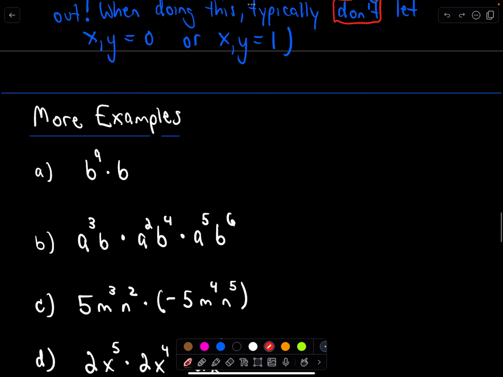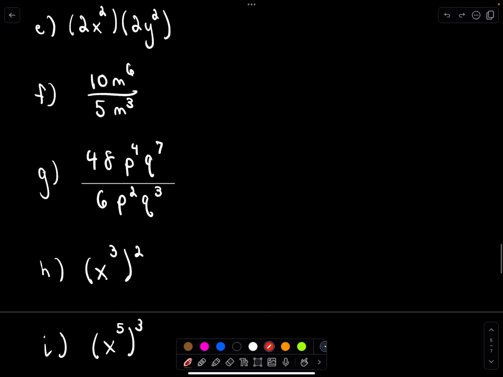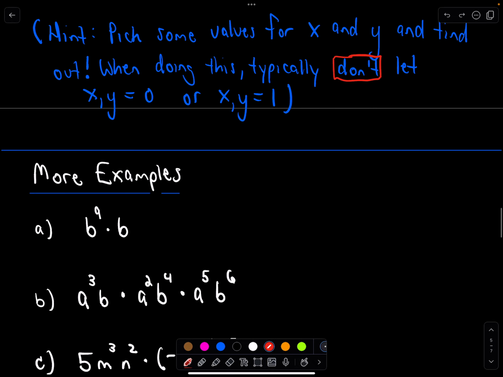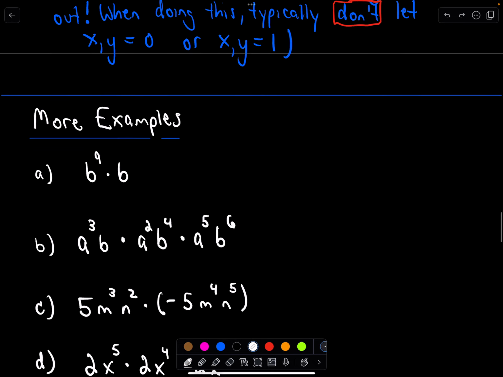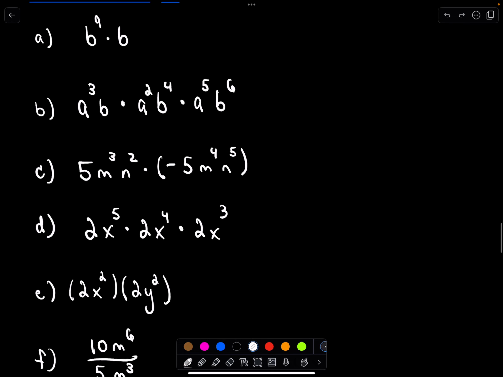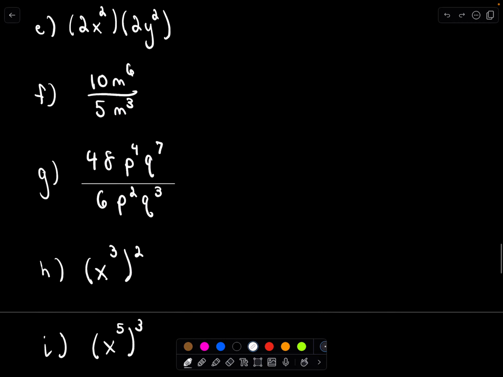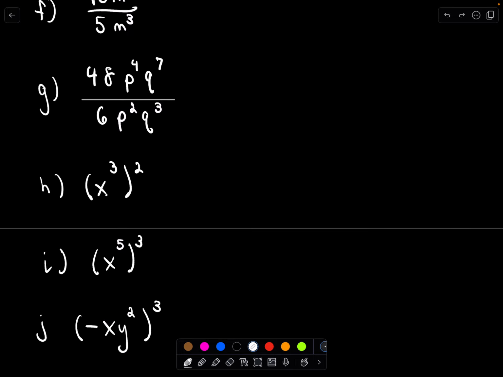Okay, so let's just look at a few more examples. It looks like we've got quite a few here, so let's run through these real quick. And as always, if you feel confident, feel free to pause and jot these down and try to practice them. And then you can compare what you get with what I get. So a few different ones, and I will step through these a little bit faster.